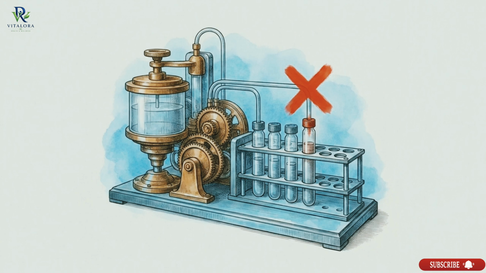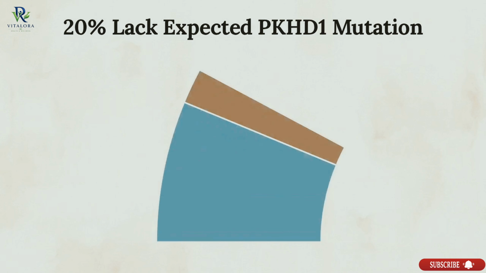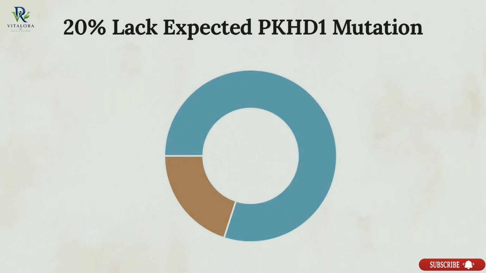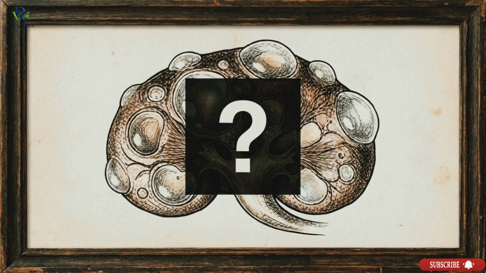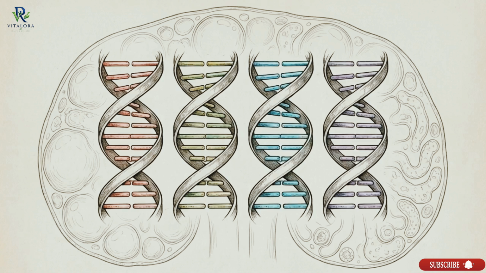However, systematic genetic screening has revealed a discrepancy. Up to 20% of patients who exhibit this exact renal morphology carry no mutations in the PKHD1 gene. This means ultrasound imaging, while effective at showing the damage, is incapable of identifying the cause. It masks a spectrum of diverse, genetically distinct ciliopathies that only appear identical on a screen.